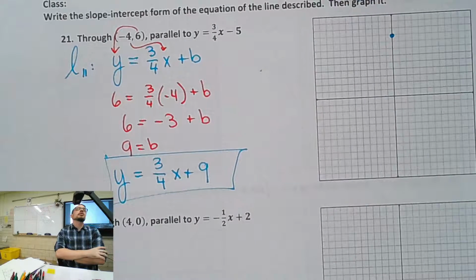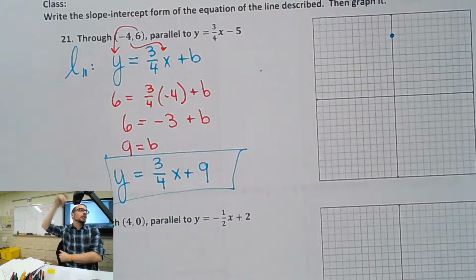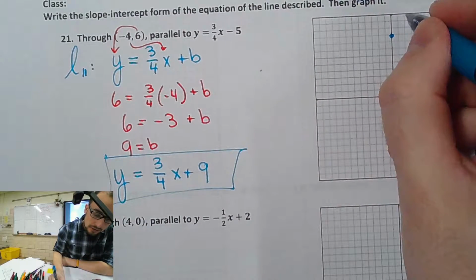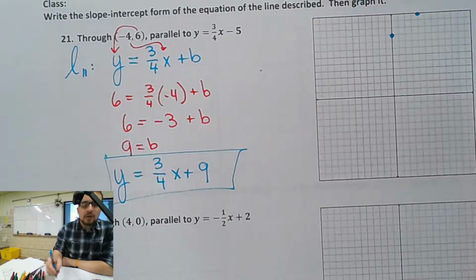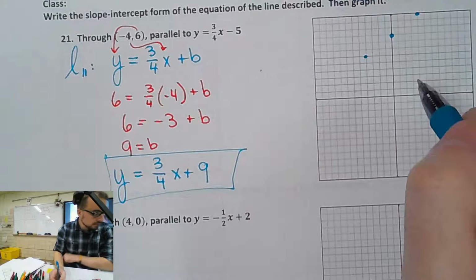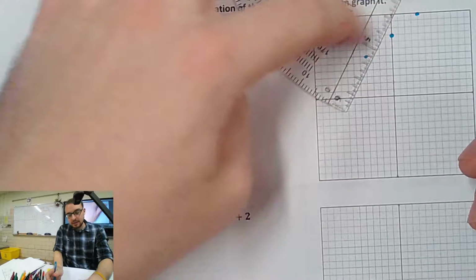How are we going to get our other point? Up 3 over 4. Use the slope, right? If you start out on the line and you use the slope, you're going to end up on the line again, right? So I'm going to go up 3 over 4, 1, 2, 3, 4, and put a point. Could we have also gone down 3, back 4? Yep. We could. And then you're going to make your line.